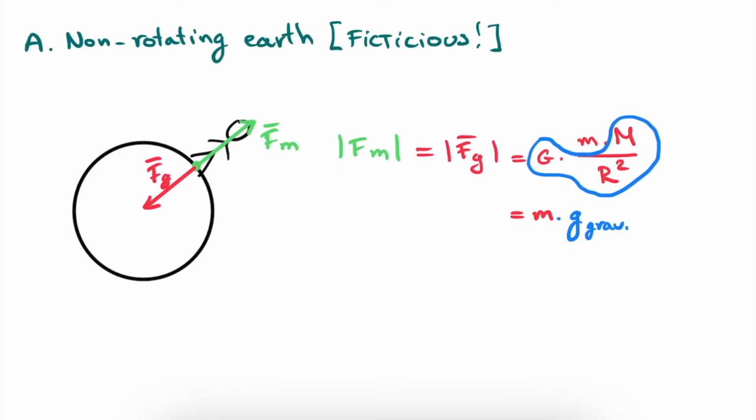So to recapitulate, in this fictitious case of a non-rotating Earth, things are very straightforward. You simply measure your weight, and the magnitude of your weight is exactly equal to the force of gravity, since this is the only force present in this system.